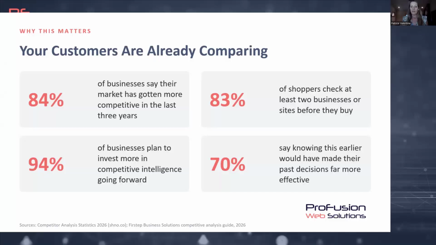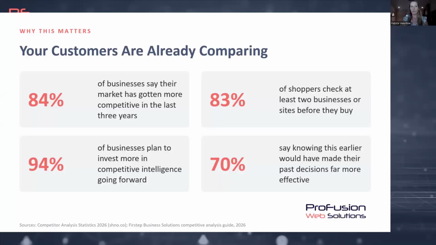94% of businesses plan to invest more time or money into understanding their competition going forward. So it's something that people are actually going to be investing in. This again is a free tool system that we're going to be looking at today. Maybe the most telling number, though, is 70% say that knowing what we're covering today earlier would have made their past decisions more meaningful or more effective.